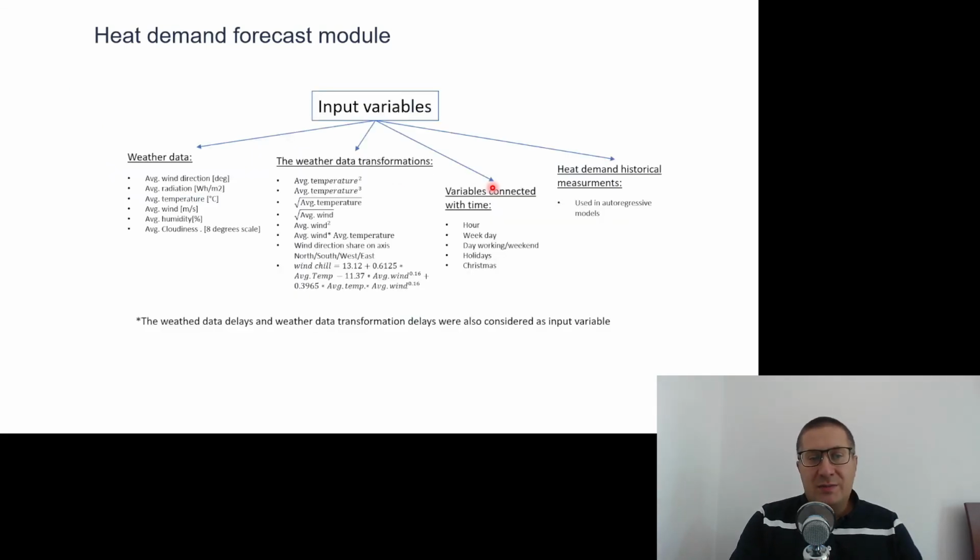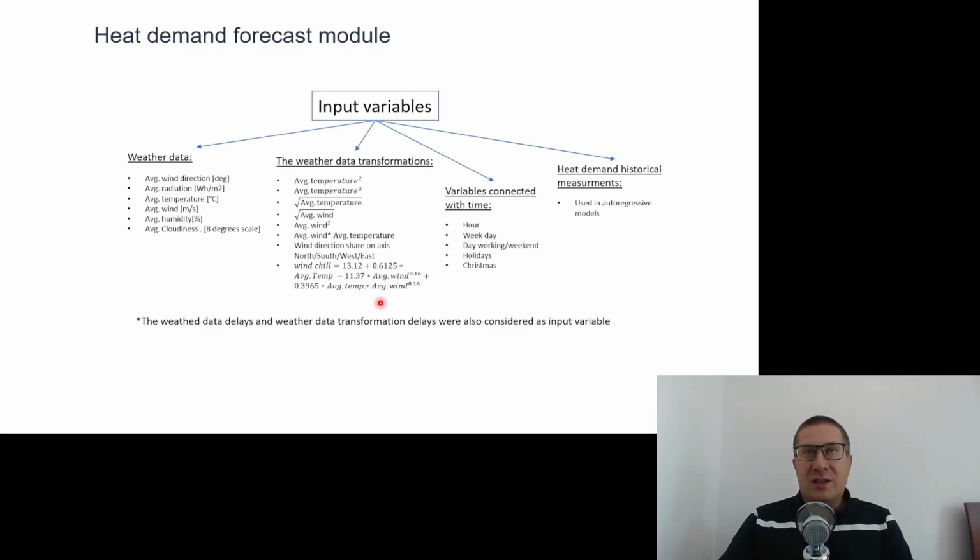weather data, like wind direction, radiation, temperature, wind speed, humidity, cloudiness, and some transformations of this data, like the wind chill parameter, which has such a crazy formula, but this is how we feel the temperature as users, and some other transformations. The variables connected with time, so the hour, day of the week, is it a working day or the weekend, information about the holidays, about Christmas, etc.